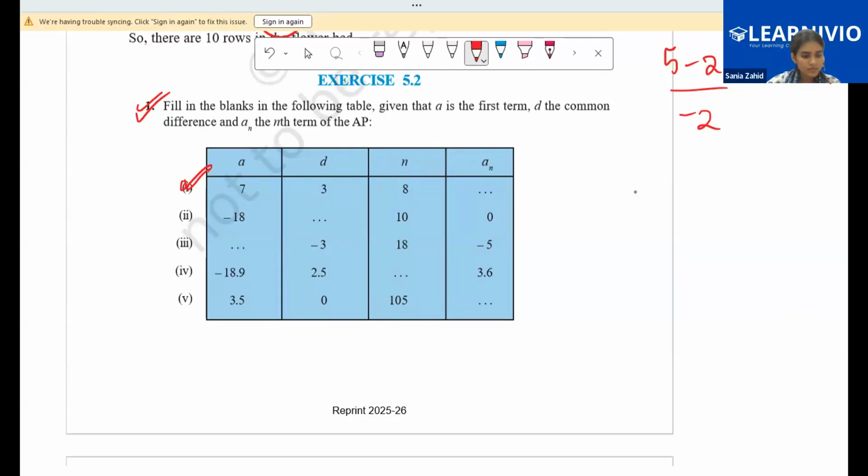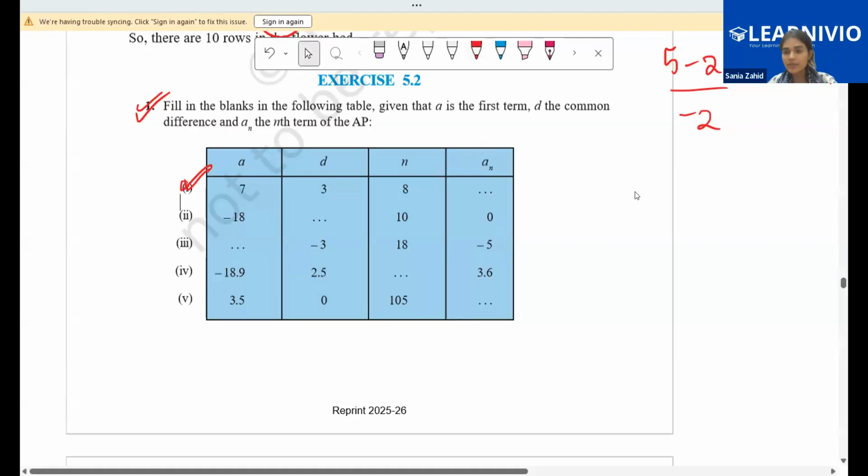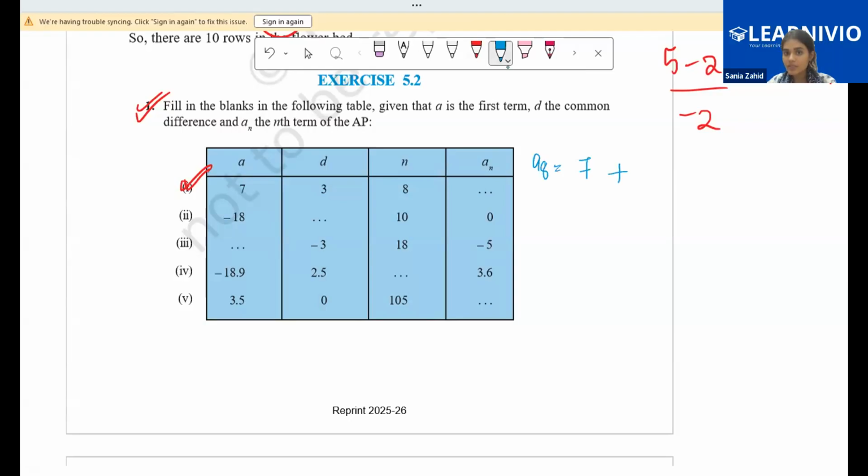Seven. 31. Ma'am, the answer will be 31. How do you mean? I don't hear you. 31? How did you get that? Like a plus n minus 1 into d. Yeah, so the nth term, so the eighth term will be a plus n minus 1 d. 21 plus 7. What's 21 plus 7? 28.